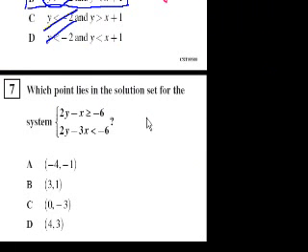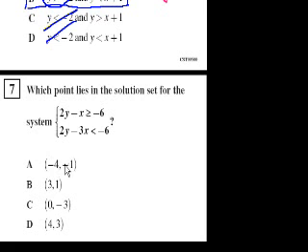Which point lies in the solution set for the system? So you essentially just have to say which coordinates satisfy both of these equations. And frankly, you could graph them and you could draw the area like we did in the last one. Or you could just try out the numbers, right? Let's just try out the numbers. That never hurts.